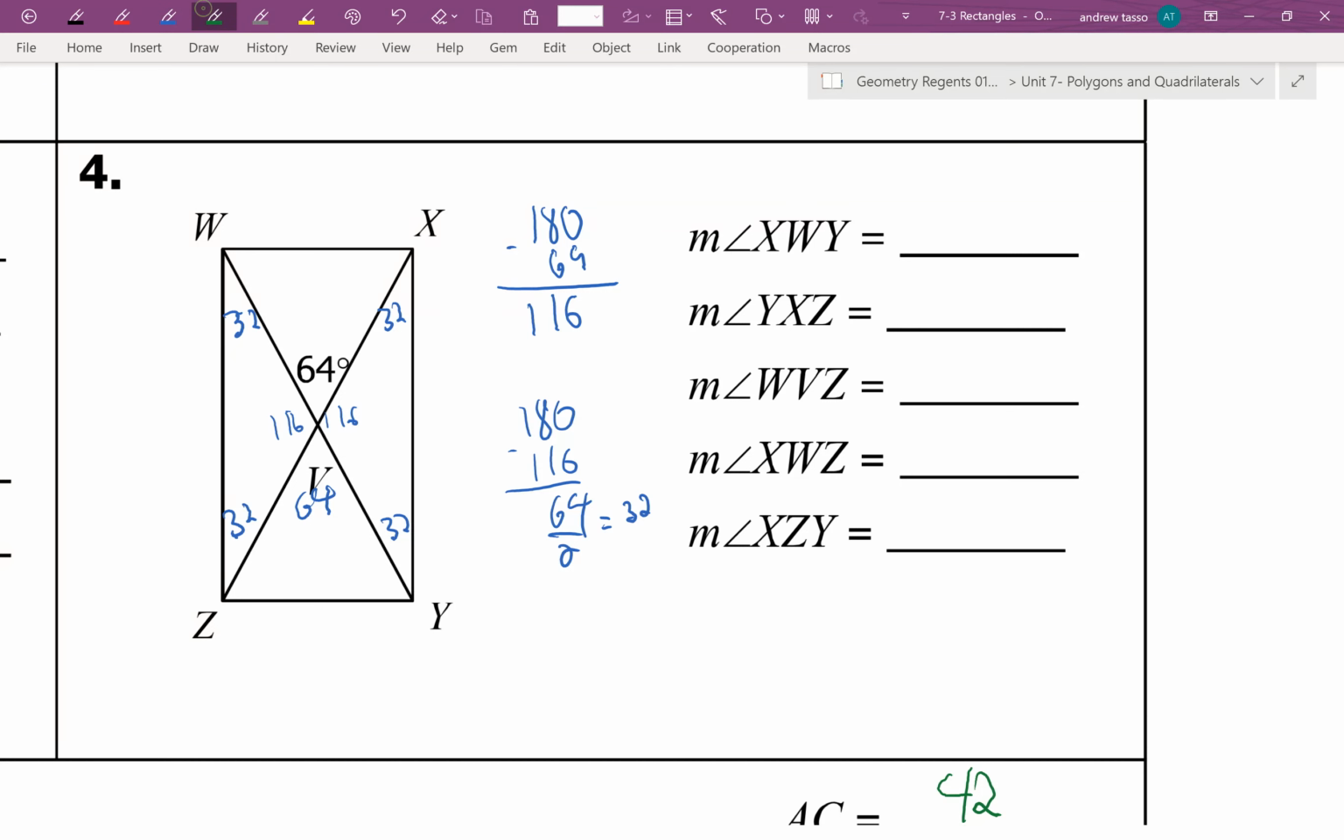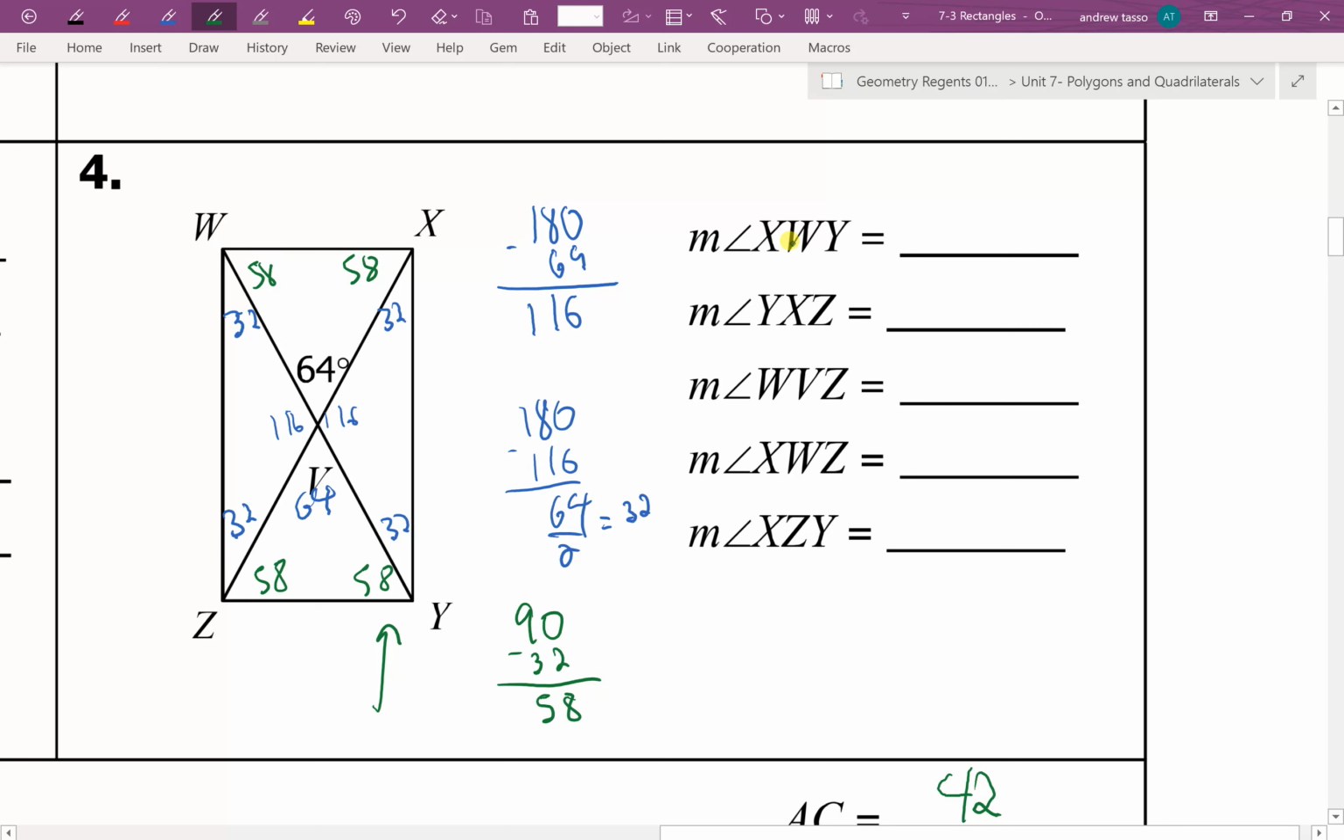And then lastly, I can look at this and realize that the whole thing is a 90-degree angle, and I could subtract 32 to find the inner portion. So the inner portion here would be 58, same thing here, and also here.